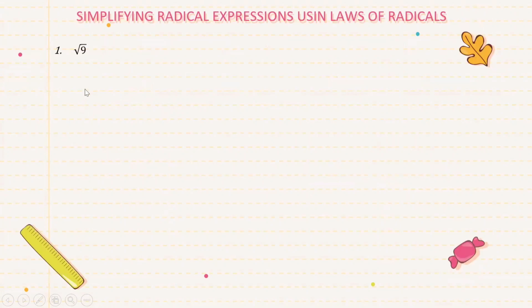Number 1, the square root of 9. The square root of 9 is equal to 3. It's easy because 9 is a perfect square.